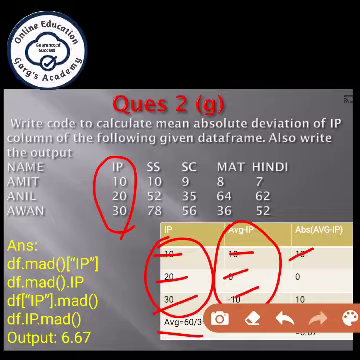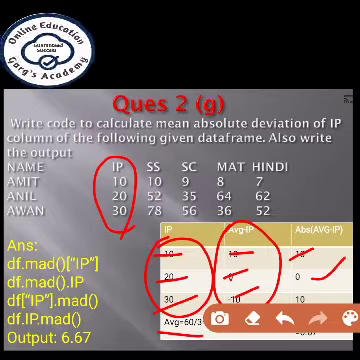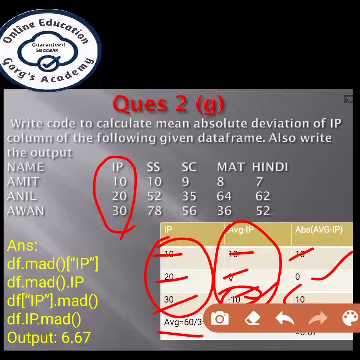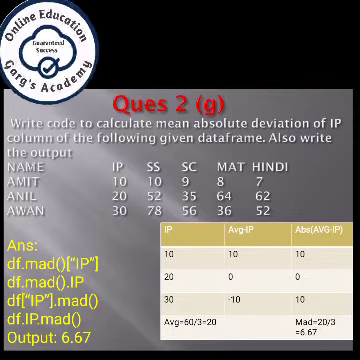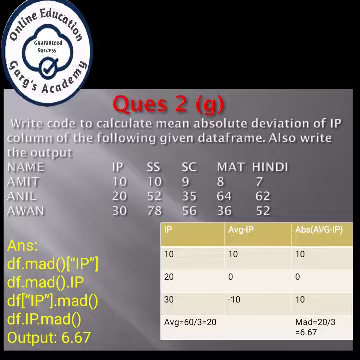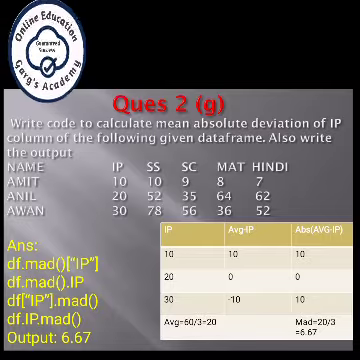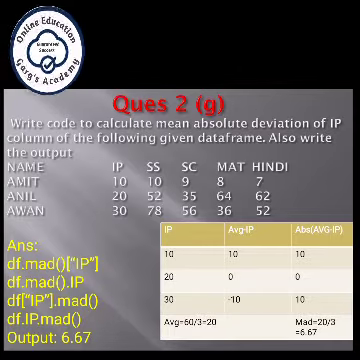After that we will take the absolute value. Absolute value of 10 is 10. Absolute value of 0 is 0. Absolute value of minus 10 is again 10. Then we will find out their average. Means add them and divide by number of values. So it will come out to be 6.67.